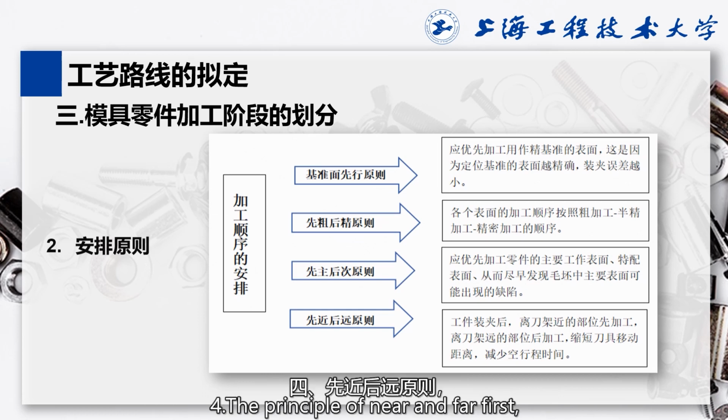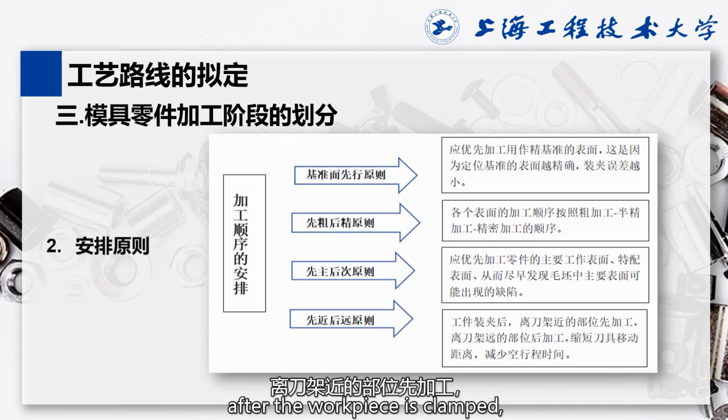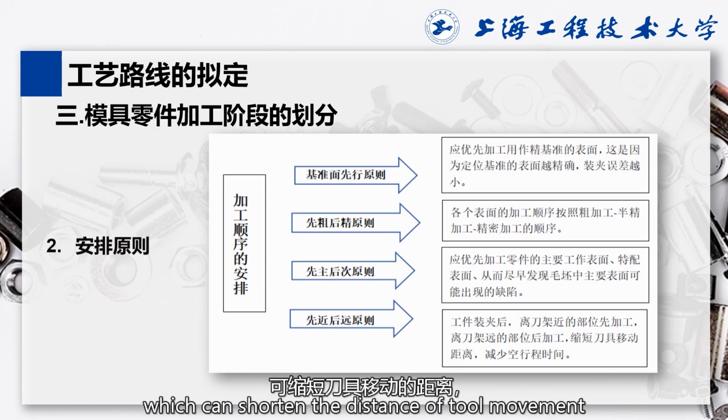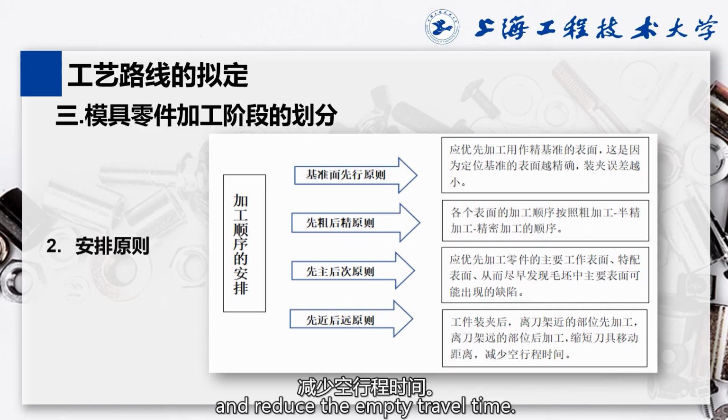Fourth, the principle of near and far. First, the part close to the tool holder after the workpiece is clamped is processed, and the part far from the tool holder is processed later, which can shorten the distance of tool movement and reduce the empty travel time.